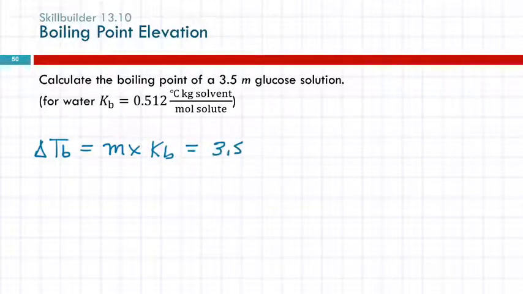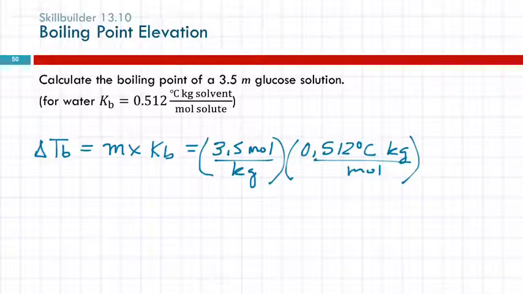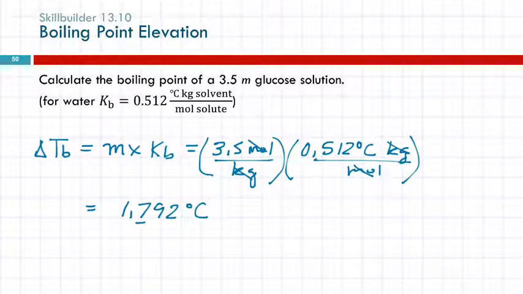So I'm given 3.5 molal, which is moles per kilogram. And I'm going to multiply by the factor, the constant here, degrees Celsius times kilograms per mole. And those units cancel out. So 3.5 times 0.512. 2 significant figures, 1.792 degrees Celsius. That's the change in the boiling point.